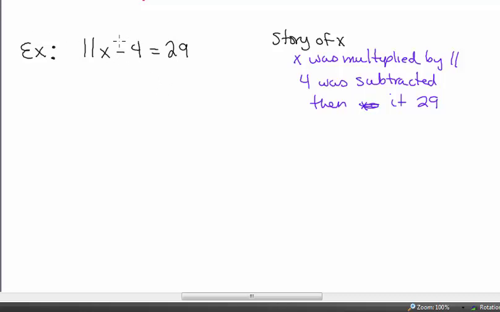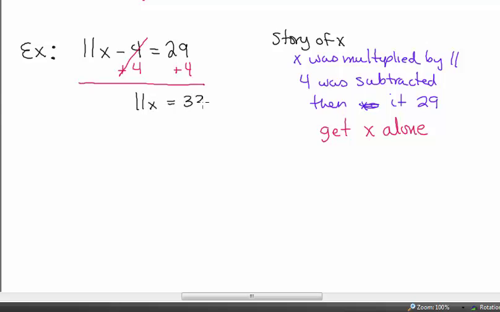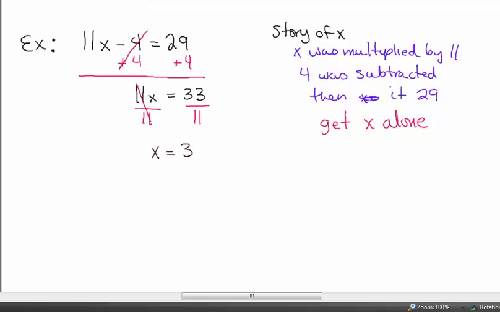The first thing we want to do is undo the addition or subtraction that occurred. So 11x minus 4, I'm going to add 4 to both sides. All the while I'm trying to get x alone. Negative 4 plus 4 is 0. So I get 11x, and 29 plus 4 is 33. I divide both sides by 11 to cancel the multiplication, and x is 3. So this is a two-step equation. Let's try another example.